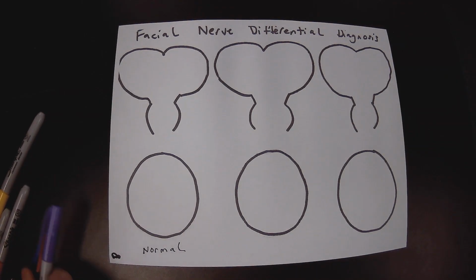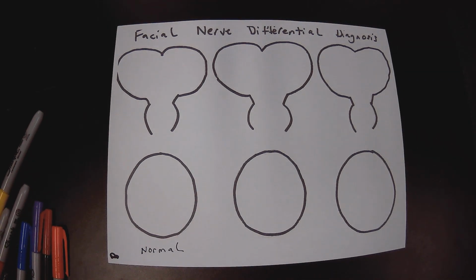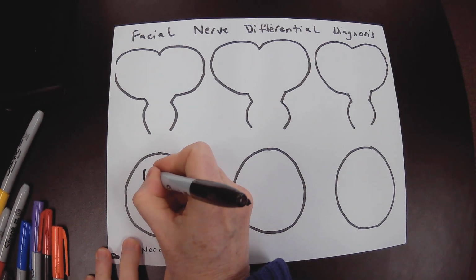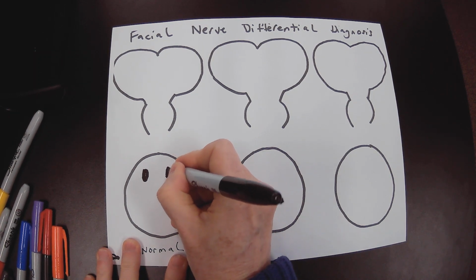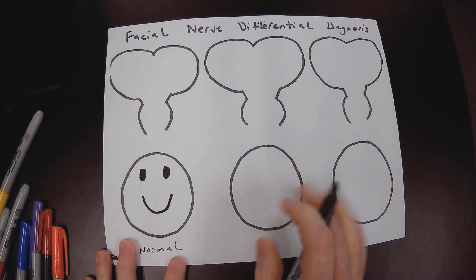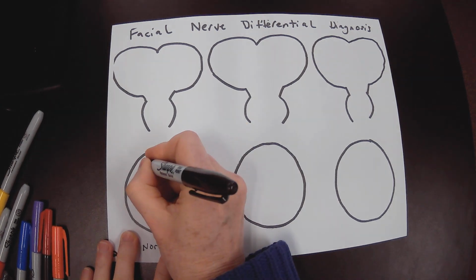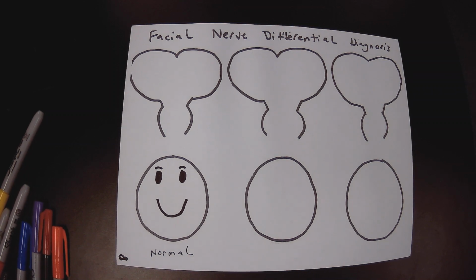So for normal, this circle down here represents a person's face. I'm going to have the top part of their face. There's going to be some eyes here, a mouth, a nice big smiley face. Okay, and we can have some eyebrows too, just to see what's happening. This is a picture of a normal smiley face.